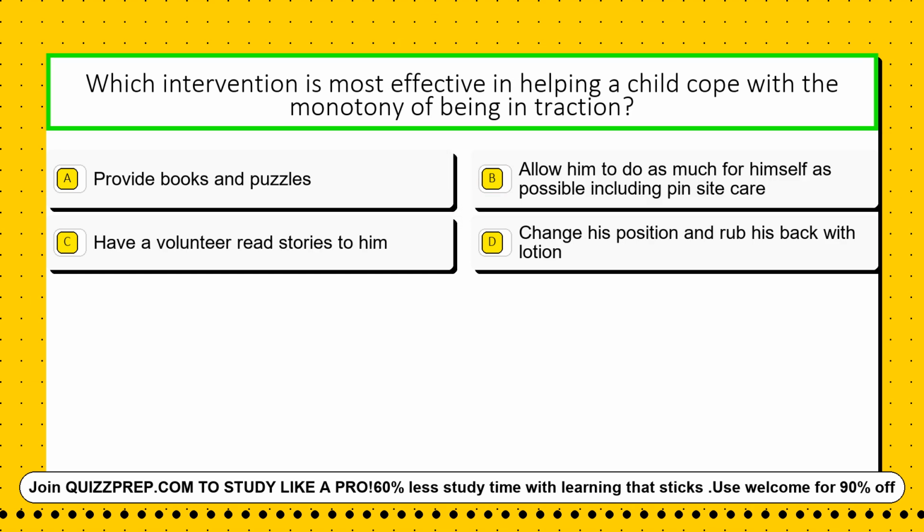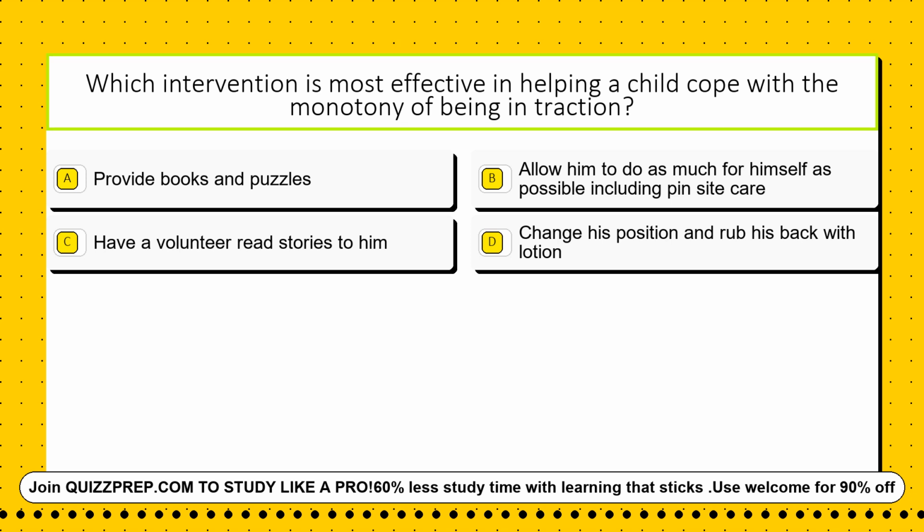Question 96. Which intervention is most effective in helping a child cope with the monotony of being in traction? Option A. Provide books and puzzles. Option B. Allow him to do as much for himself as possible, including pin site care. Option C. Have a volunteer read stories to him. Option D. Change his position and rub his back with lotion.